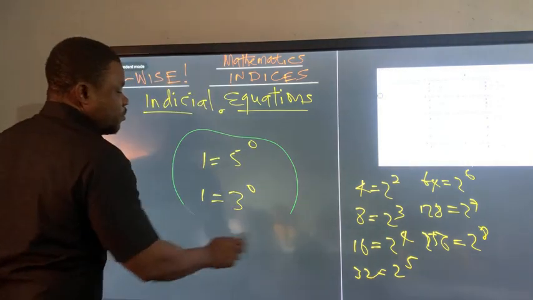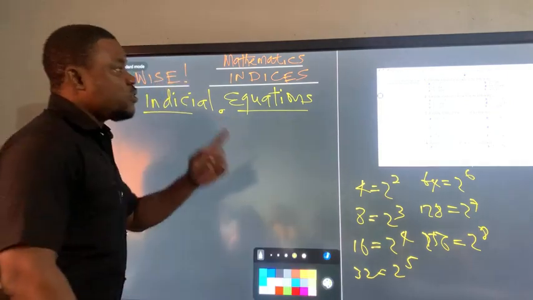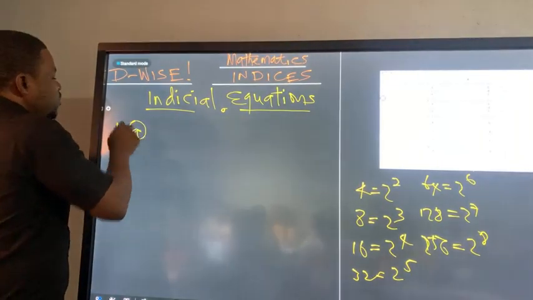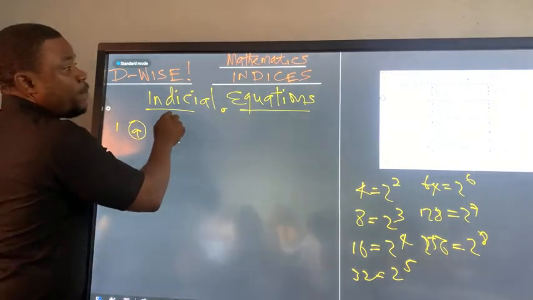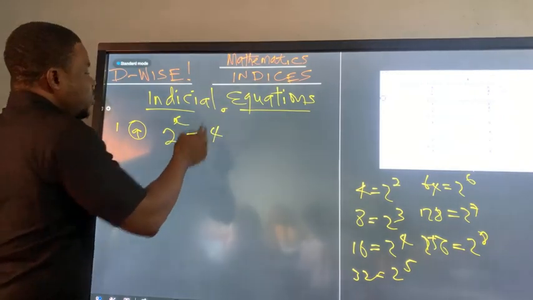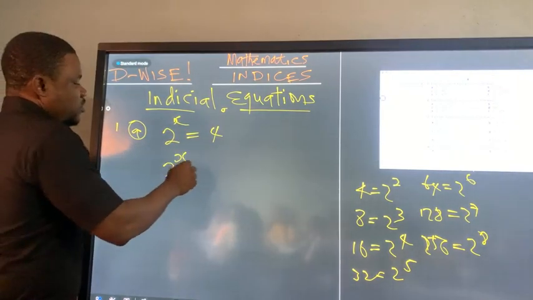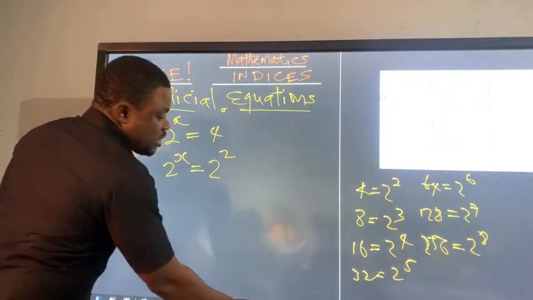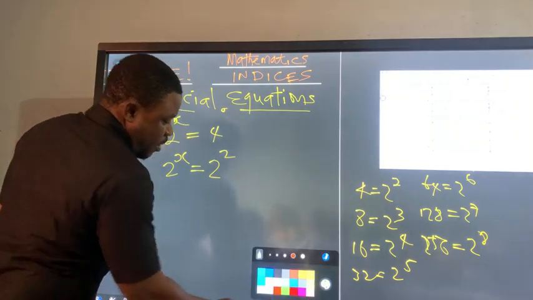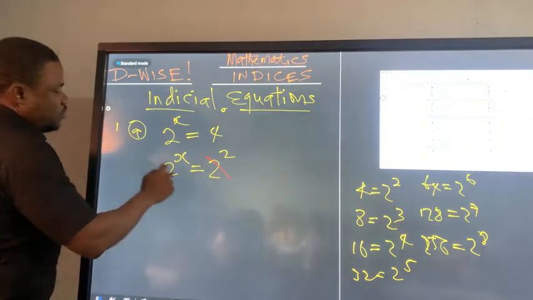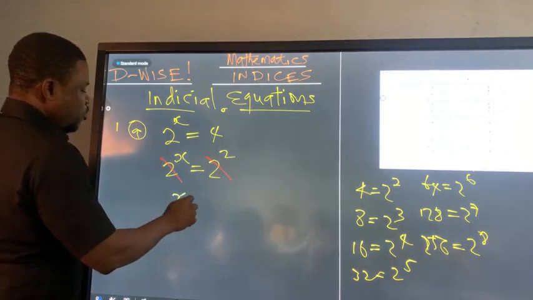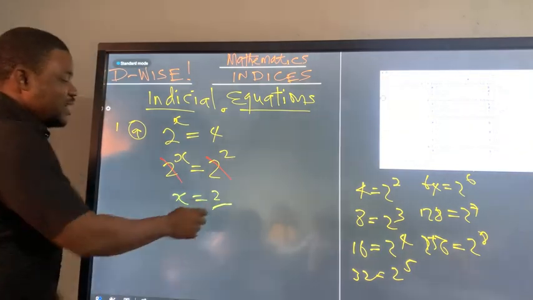Can we go on? Okay, so the first question, 1a, is 2 to the power of x is equal to 4. I already know that 4 is 2 to the second power. Since the base is the same, they'll cancel out, leaving me with x equal to 2. Is that okay? Is that easy?